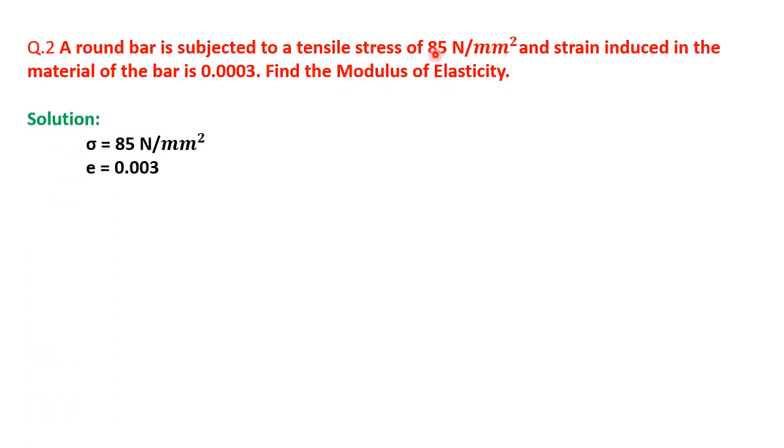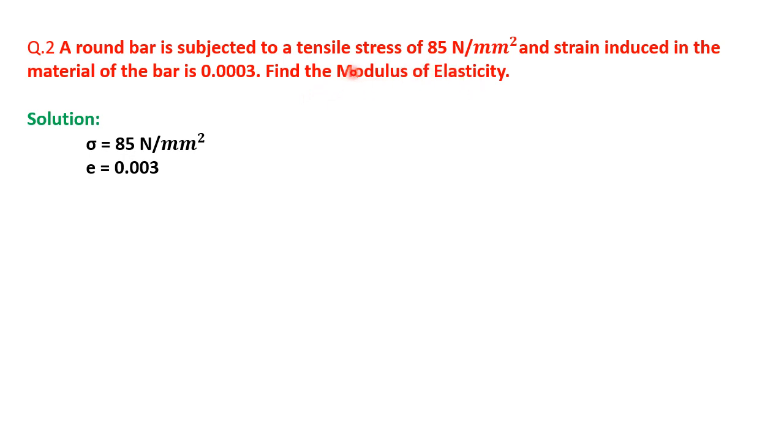Here, this stress is given in the question and it is denoted by the term sigma. Sigma, the stress, is equal to 85 Newton per mm square. And strain induced in the material, strain is denoted by the term small e, and it's given that strain induced in the material of the bar is 0.0003. So stress and strain are given in the question. So here what we need to find is modulus of elasticity.